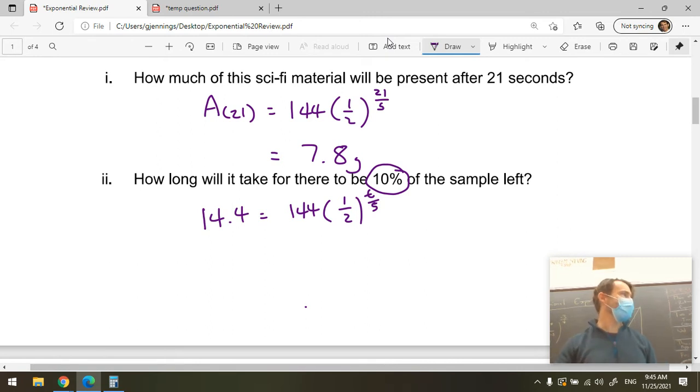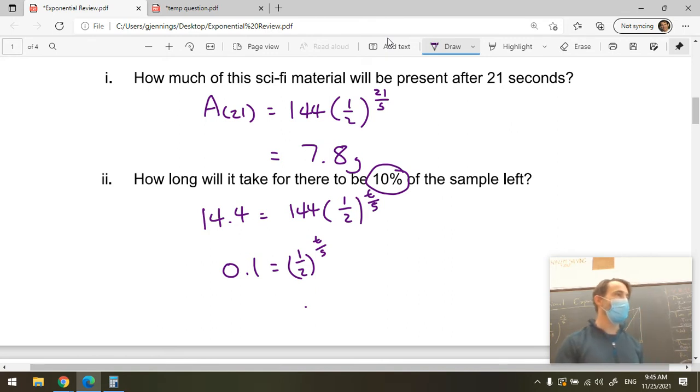There's an easier way to set this up. When I divide by 144 on both sides, I'm going to get 0.1. I'm going to get 10% is equal to 1/2 raised to t over 5. I would just jump right to this line here. You see how I can jump to just that line? It doesn't matter what the initial value is. I want to know when it is going to be 10% of that.